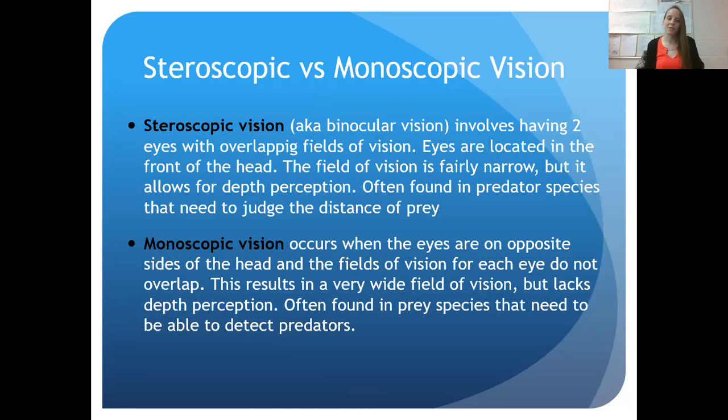So this is usually found in prey species that need to be able to detect predators coming. For prey, it's more important to know if there's a predator there rather than how far away the predator is. If the predator is there, they want to run away regardless of how far away the predator is. So it's more important for them to detect the predator than have depth perception.